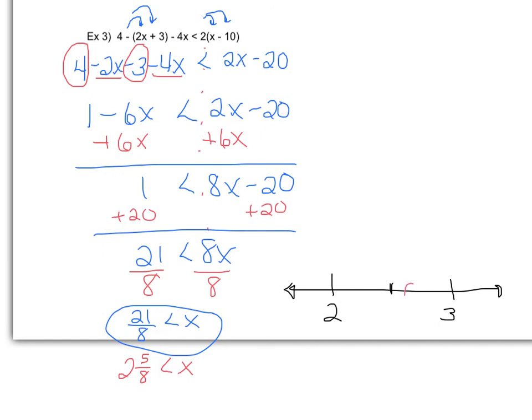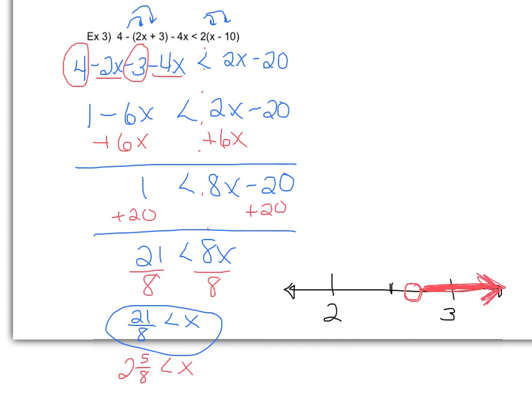So I'm going to put an open circle there. Remember, I always read the variable first, so I read this as x is greater than 2 and 5/8. So where am I greater than 2 and 5/8? Well, I'm greater to the right. So I'm going to go ahead and shade this side here. And now once again, I have my solution in my graph.